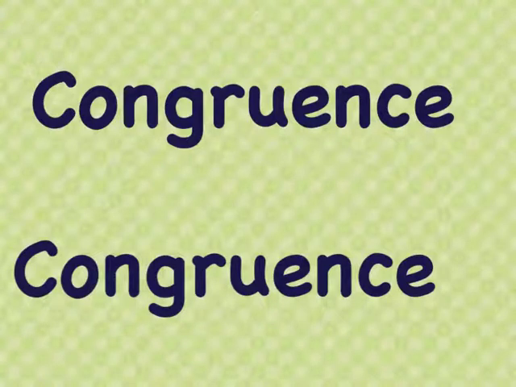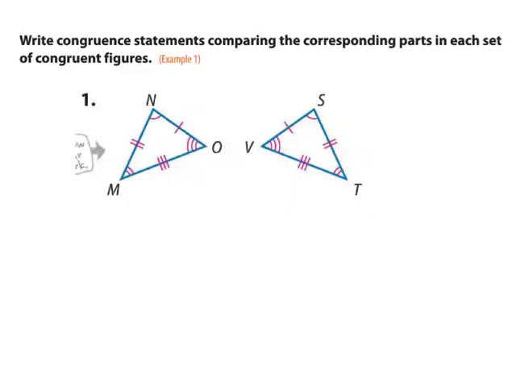We're going to talk about congruence. Congruence is the same shape and the same size. So we want to write a congruence statement comparing the corresponding parts in each set. We've done this before. It's very similar to a similarity statement. So these little lines mean that these are congruent.